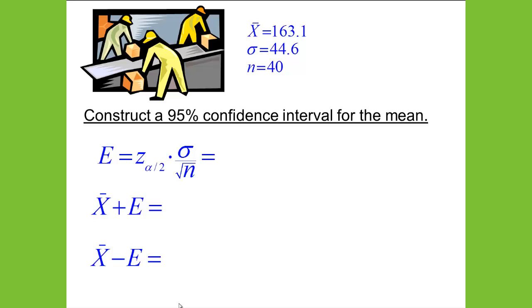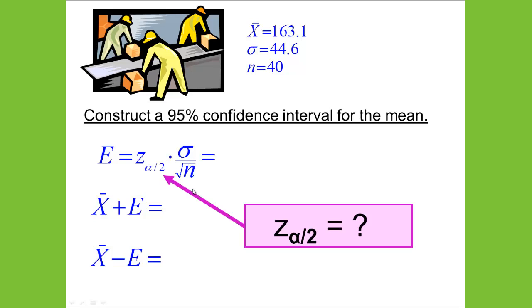So let's go back to our problem with our numbers, and let's construct a 95% confidence interval for the mean. So we have our formulas and we have our numbers. X bar is equal to 163.1. That is our sample mean. Our population standard deviation, or sigma, is equal to 44.6, and our sample size is 40. To find the error, that will equal z alpha sub 2 times the standard deviation divided by the square root of n.